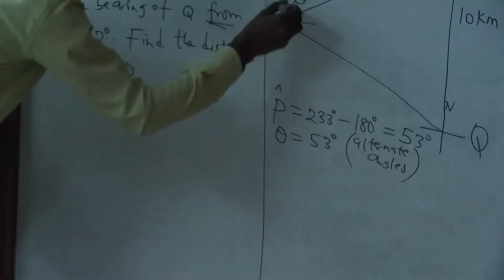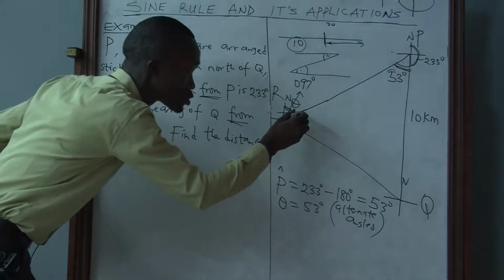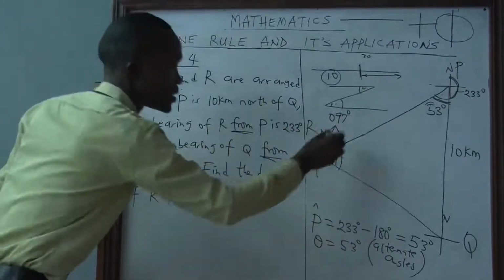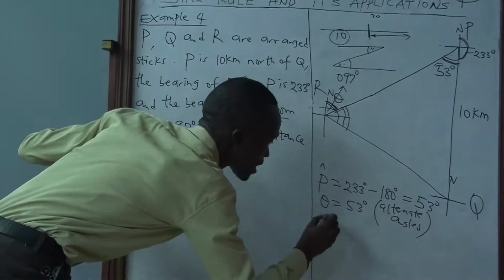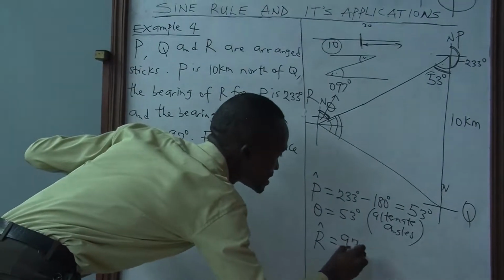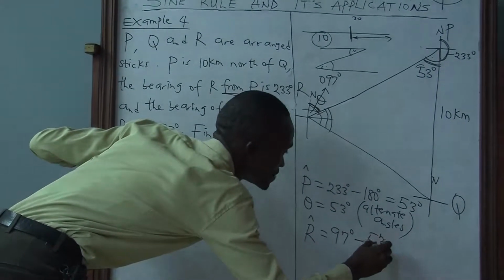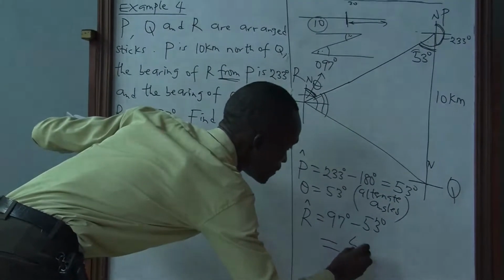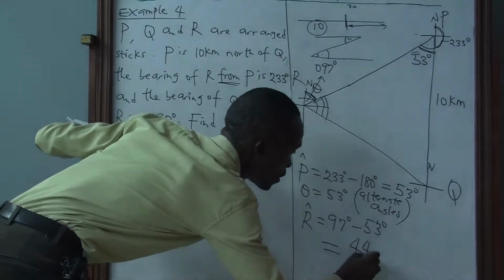But we are given that from A to A is 97. So to know the remaining one, since we know this to be 53, the remaining angle there, which is angle R, is just 97 degrees minus 53 degrees. And that one will give us 44 degrees.